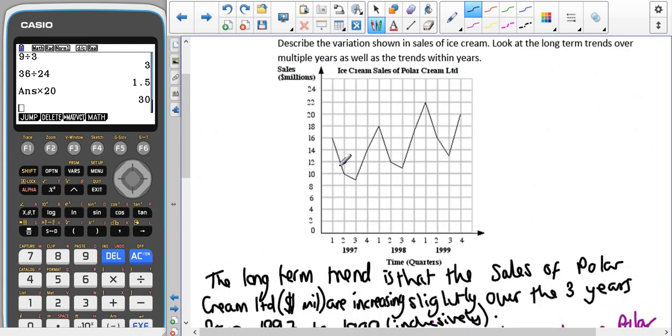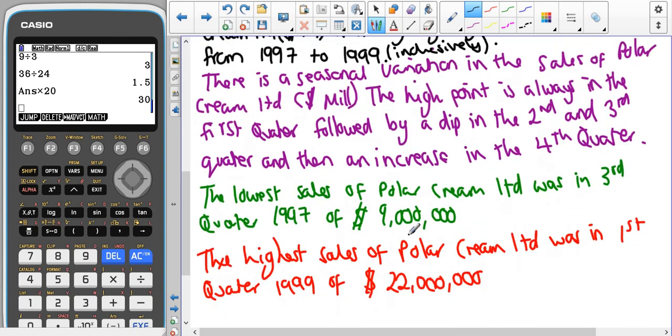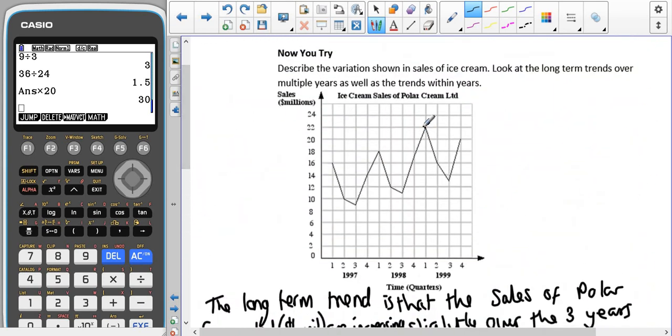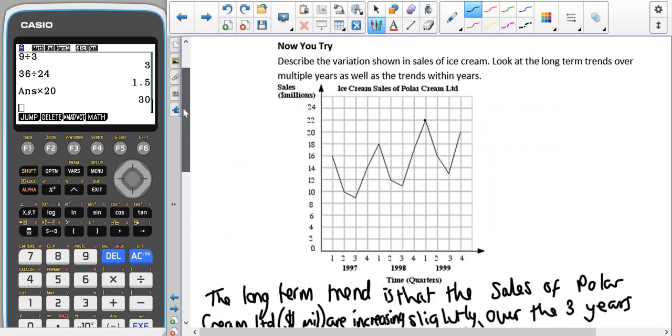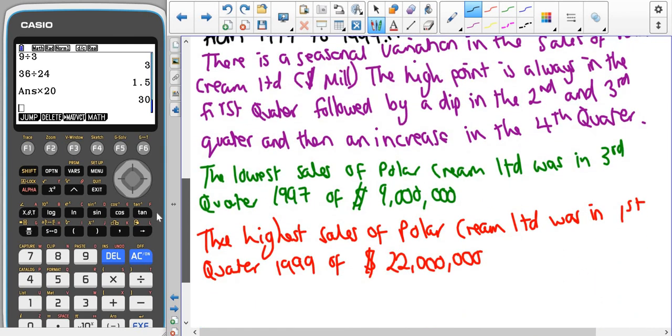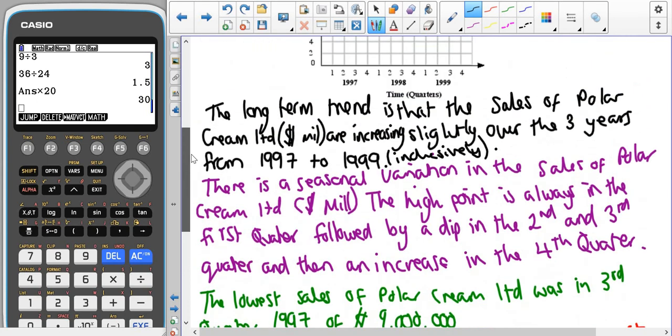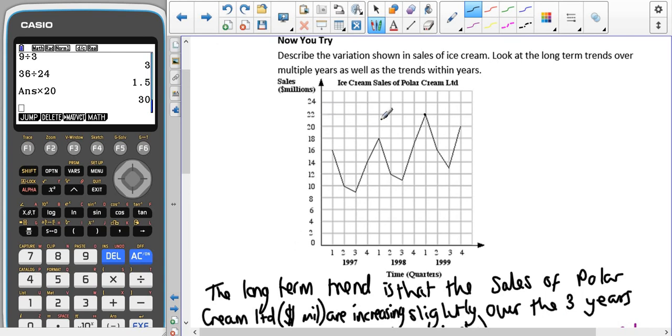Then for the lowest point, that's this one here, third quarter 1997, and that's 9, remember it's $1 million. And the highest point, we can see that's here, and that's in the first quarter 1999. And again, it's what we would expect from the first two comments that we made, that it is slightly increasing over time, and that the first quarter is always the highest one, and that's $22 million, and we can see that there, 22 million.